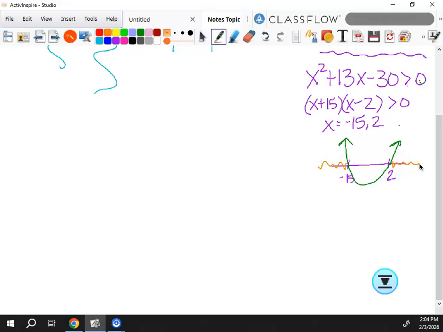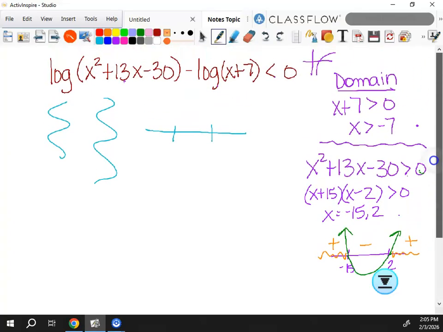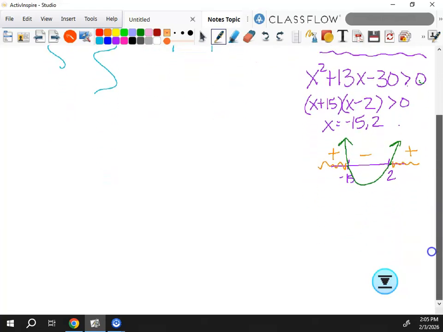Does that make sense? On my answer key, I'm pretty sure I didn't draw the parabola. I'm pretty sure I just did this, but it's the same thing. Drawing it is just visual. I don't know what the y-intercept is, but I don't care. None of that matters. It's just, where's the function positive or negative? So for the domain, in order for me to make sure I take a log of a positive number in that first one, my x's have to go from negative infinity to negative 15, and then from 2 to infinity.